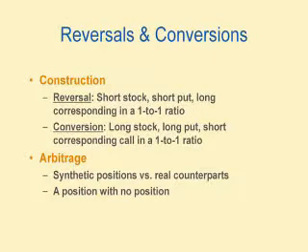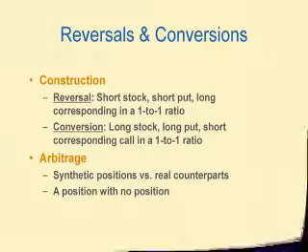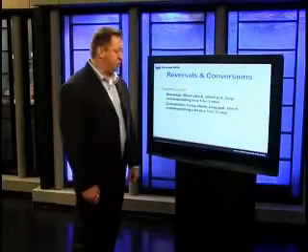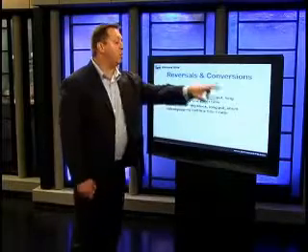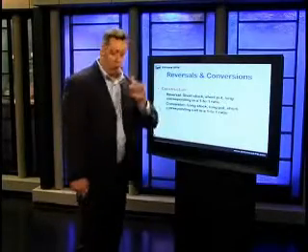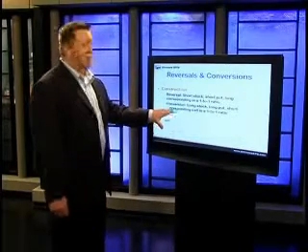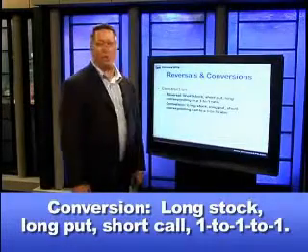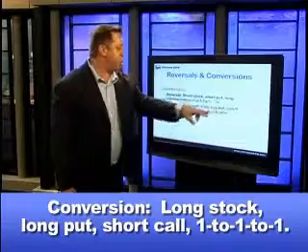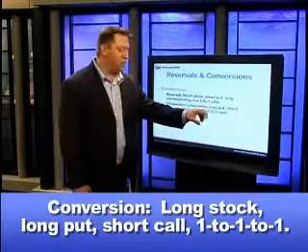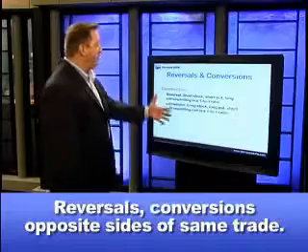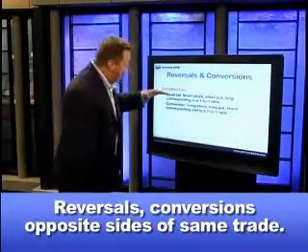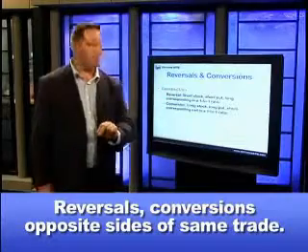First, the construction. The reversal is constructed by being short stock, short a put, long that put's corresponding call in a 1-to-1-to-1 ratio. That means short 100 shares, short one put, long that put's corresponding call, one of them. On the other side of this trade is the conversion. The conversion, you're going to be long stock, long put, and short the corresponding call in a 1-to-1-to-1 ratio.